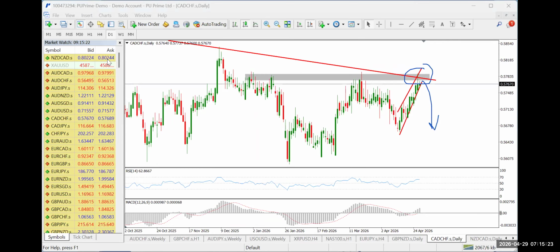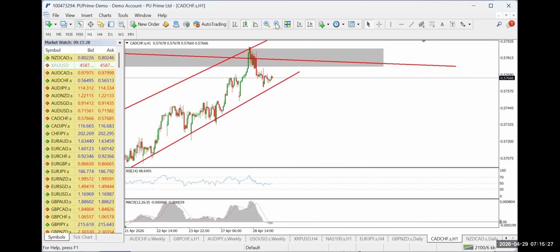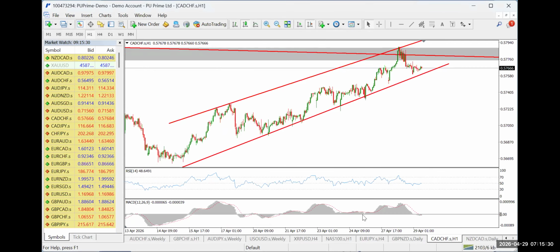So later today by 2:45 p.m., if the data released from Canada comes out bad for the Canadian dollar, we're going to be expecting a crash on the CAD CHF. And as a final confirmation, I'm also seeing the formation of a head and shoulders pattern on the 1 hour time frame. At least this one sums it all up. So we are very bearish on the CAD CHF.